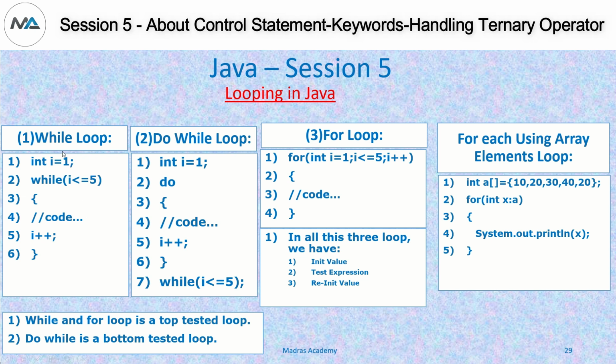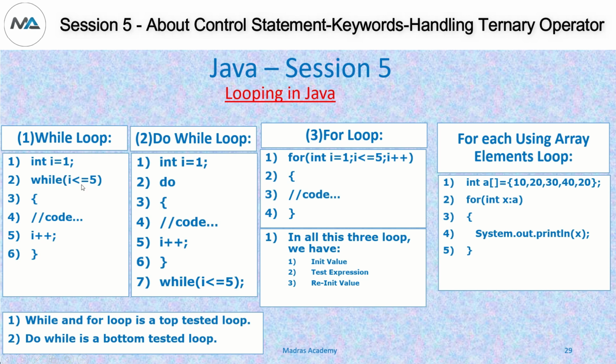So here, how I wrote the while loop? int i = 1. This is the initial value. In all the loops, we have three types of value: initial value, test expression, and re-initialization. So how to write the initial value, that is the starting value, int i = 1. Then I write the condition statement, while within parenthesis i <= 5.